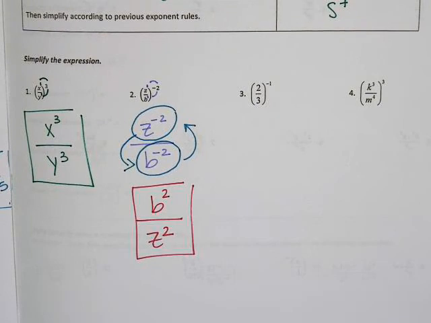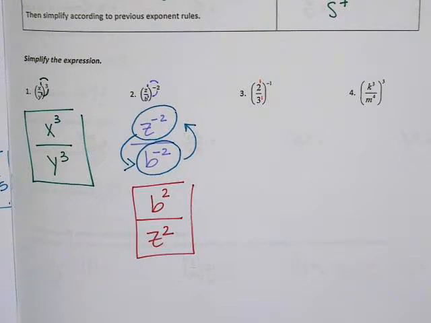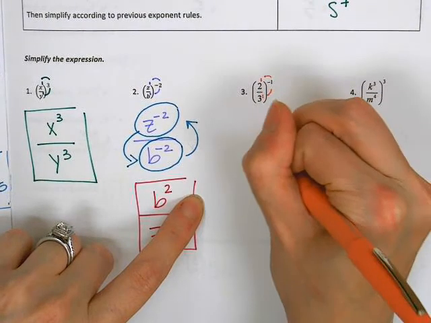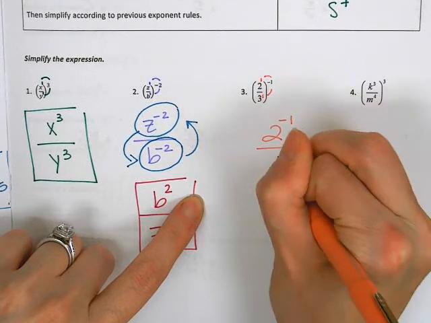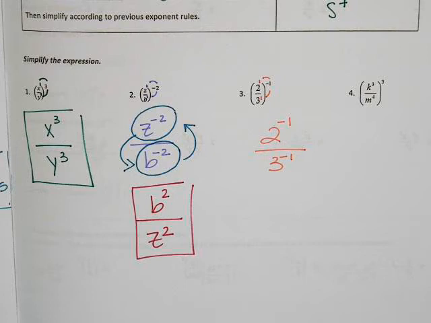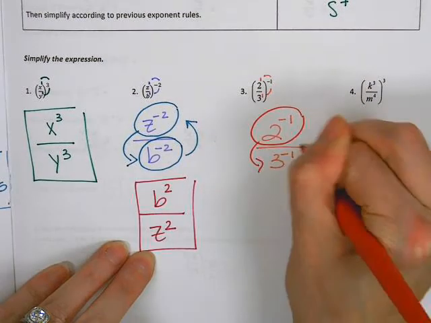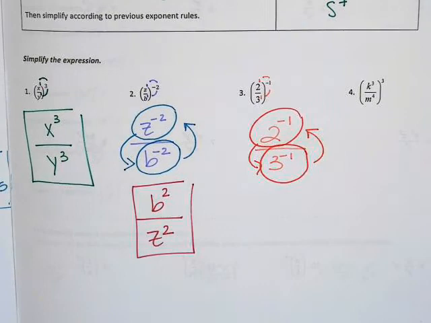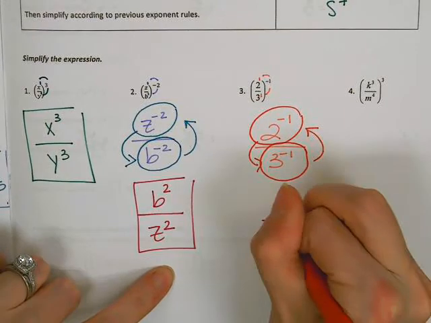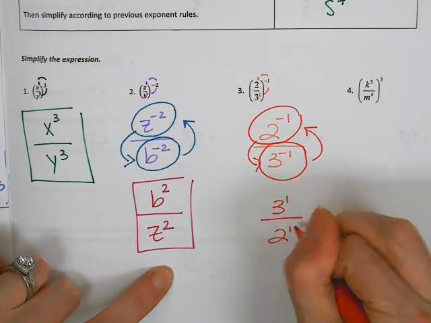All right, number 3, let's give them both 1s and distribute to both. So it's going to be 2 to the negative 1 over 3 to the negative 1. So same idea, no negative exponents allowed. So this guy's got to drop and this guy's got to go to the top. All right, so on top now we have 3 to the positive 1. On bottom now we have 2 to the positive 1.